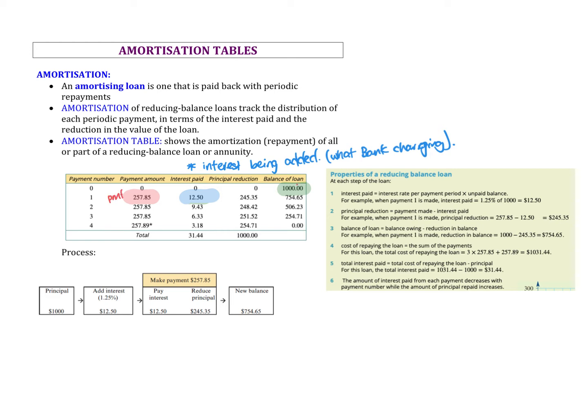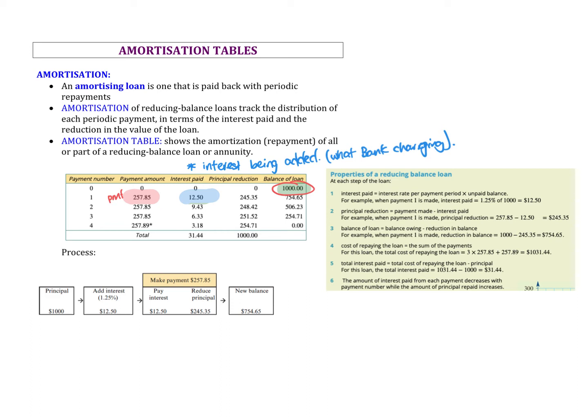So if you think about it, after the first month, you had $1,000. The bank charged you interest. So really, she now owes $1,000 and $12.50. So that would be what her total is. But she's going to make a payment of $257.85.